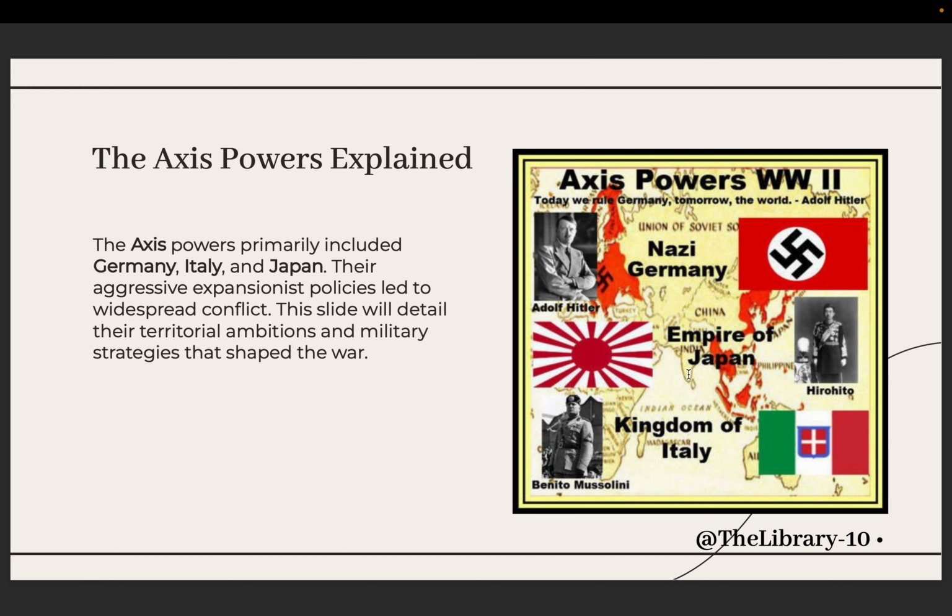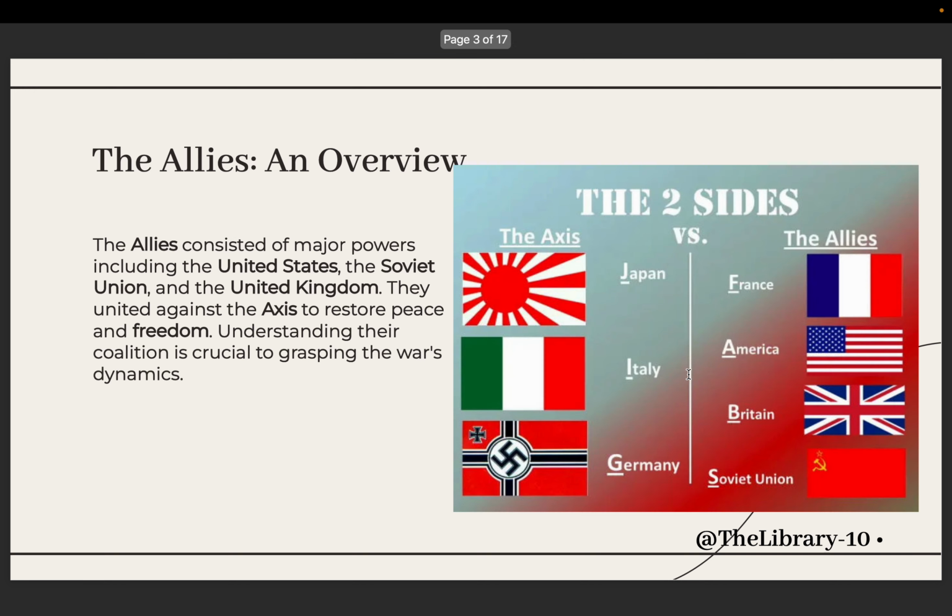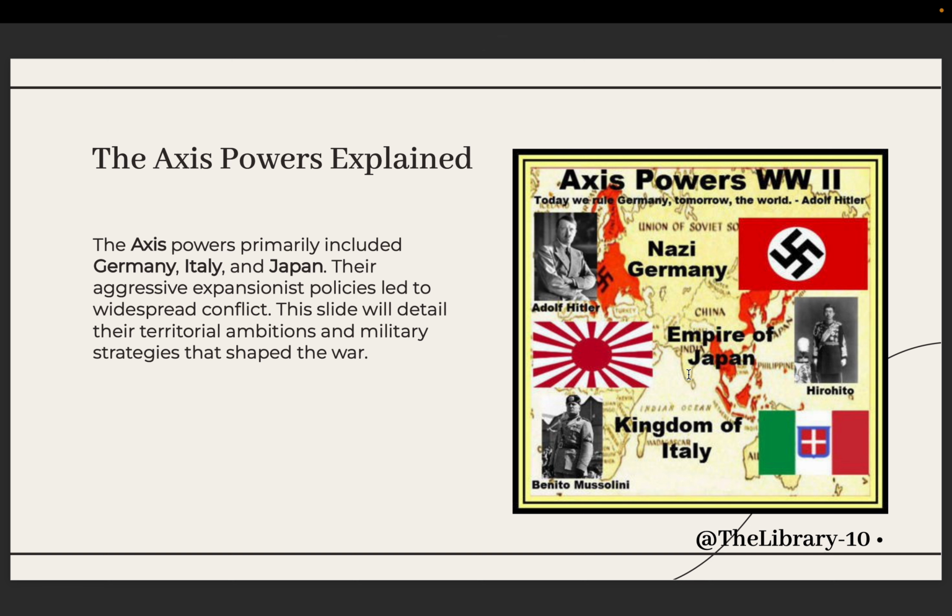Axis powers. The Axis powers included Germany, Italy, and Japan. The biggest problem they had was all three of them had an aggressive expansionist policy. The same with Japan, the same with Germany.